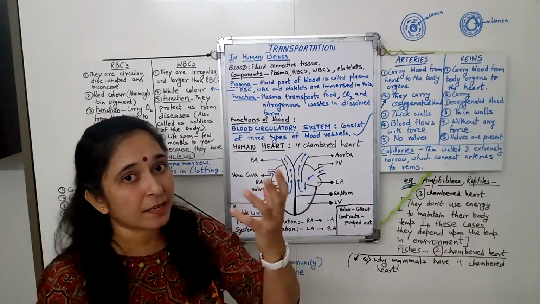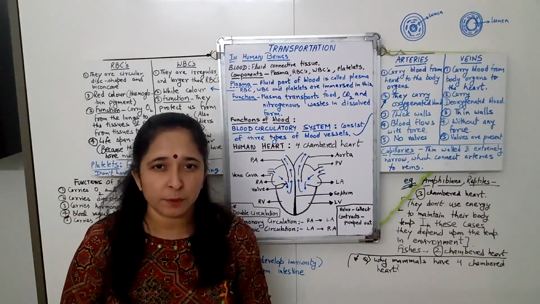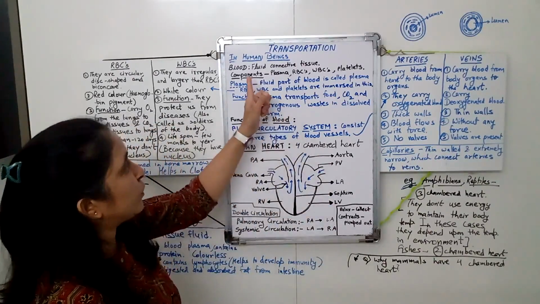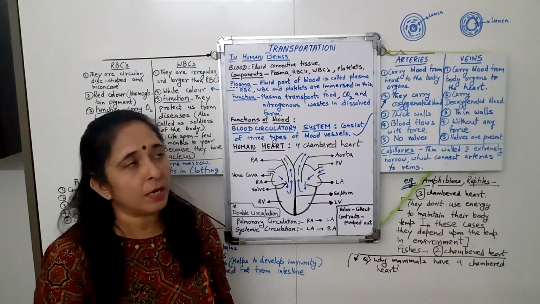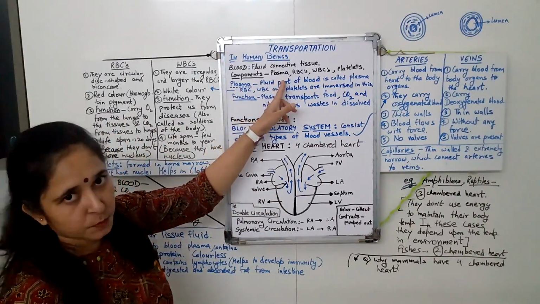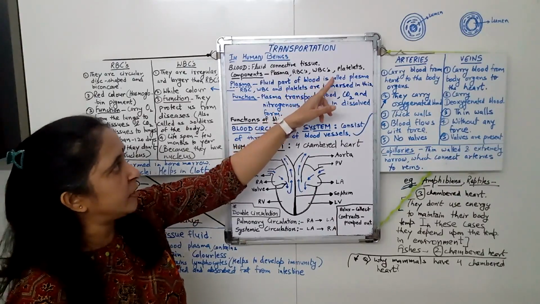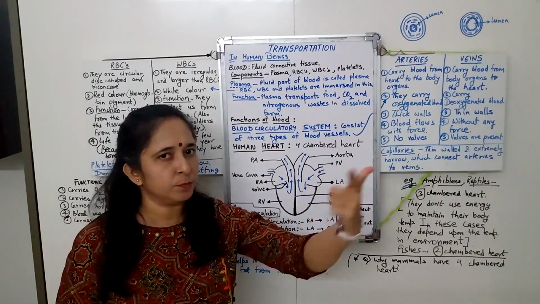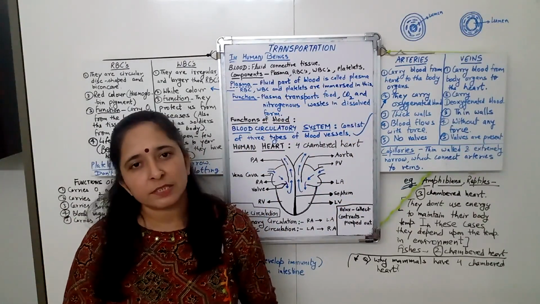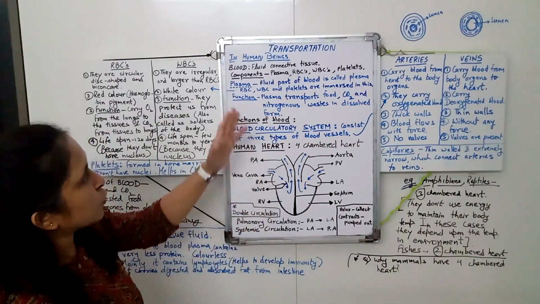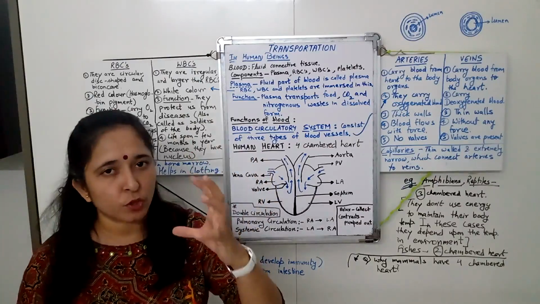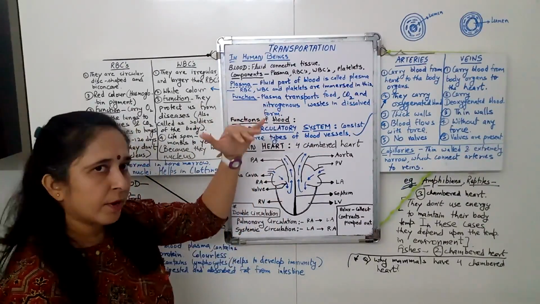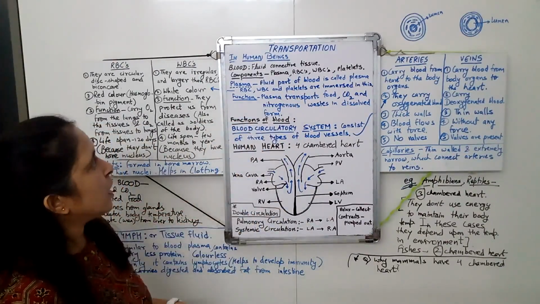Now what exactly is blood? In the 9th class you have studied that blood is a fluid connective tissue. Fine. Now what are the components of the blood? Components are the plasma, RBC, WBC and platelets. RBC and WBC you all know, that is the red blood cells and white blood cells. So plasma, RBC, WBC and platelets are the main components of the blood. Now one by one we will go through each and every component.